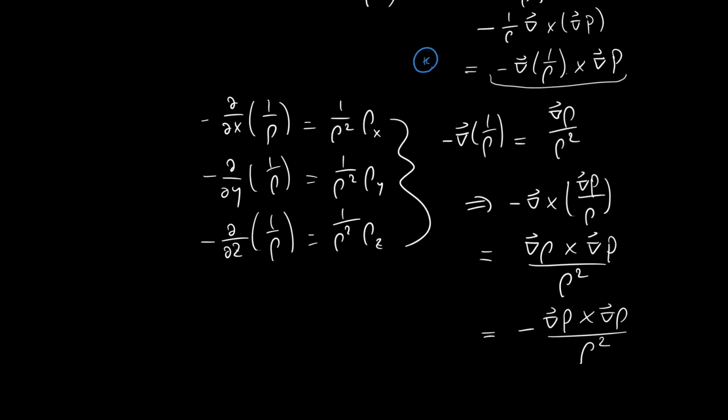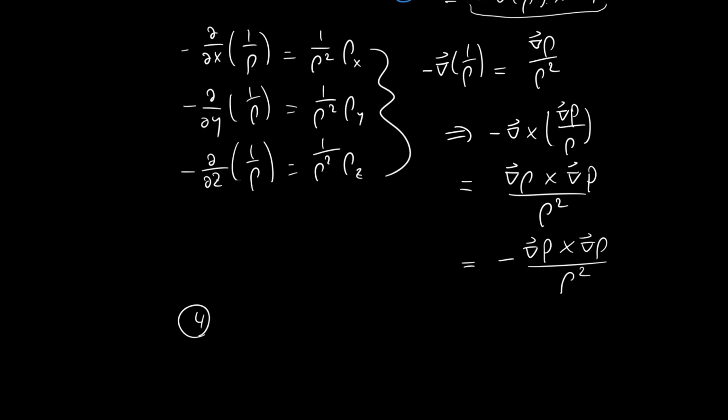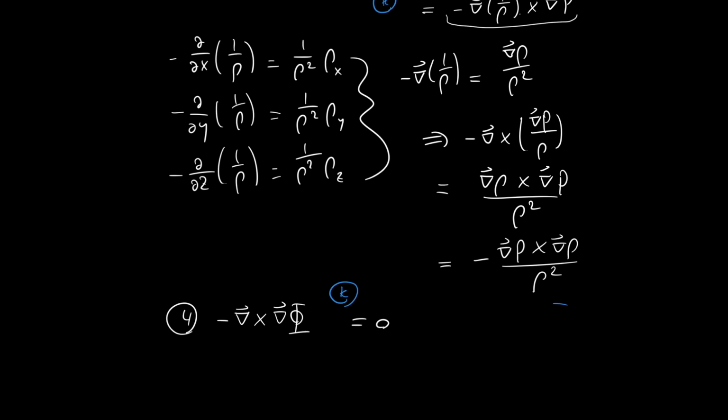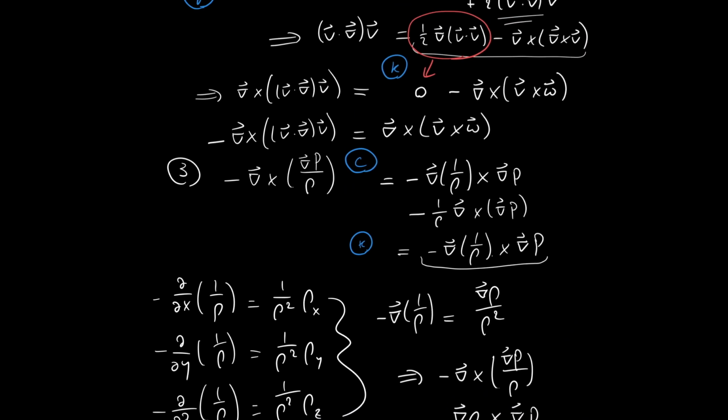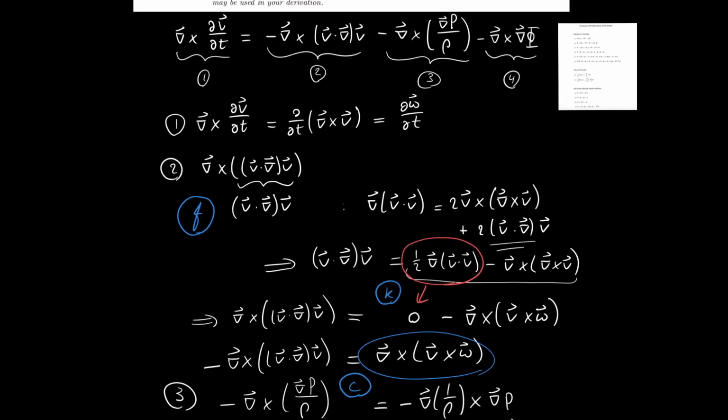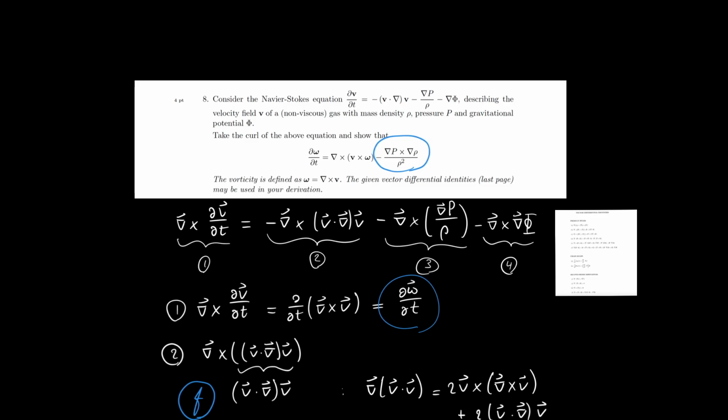Okay, that brings us to our final term. So 4 is minus the curl of nabla phi. That's a curl of a gradient, and we have seen already a couple of times now that equation k tells us that that should be equal to 0. So that's our final term. That will simply vanish from our equation. And now we can see that if we combine each of those results, this one, this one and this one, we really get the first equation. And so that answers this question.